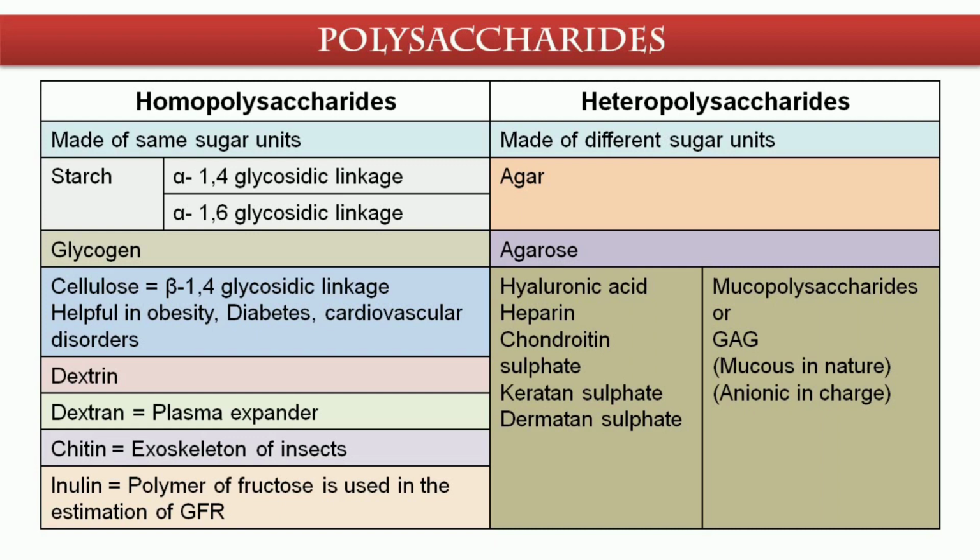Then we have chitin, which forms the exoskeleton of many insects. Then inulin, which is a polymer of fructose and is used in the estimation of glomerular filtration defects.